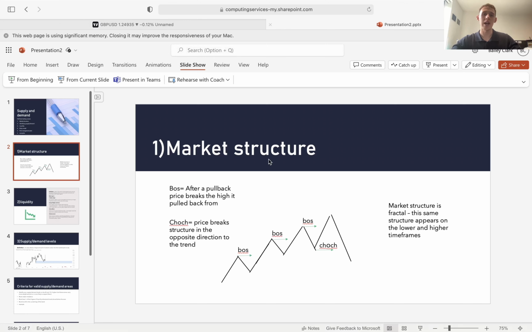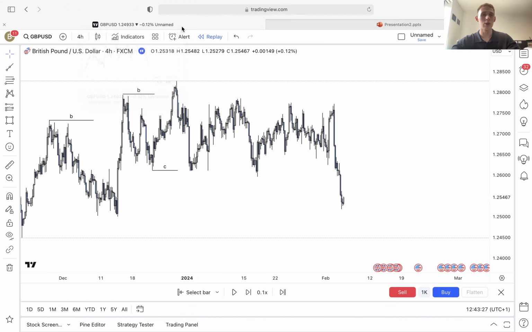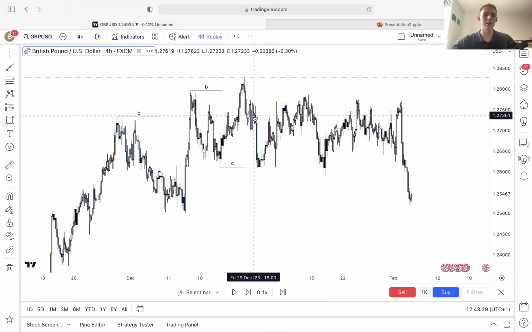So yeah, that is a basic overview of how I identify and view the market. As I said, a lot of this will be recap for you guys. But for anybody new, this is just how I identify market structure and how I personally view the market.